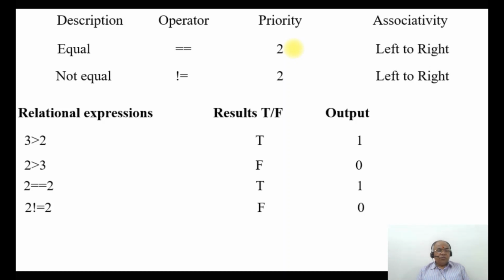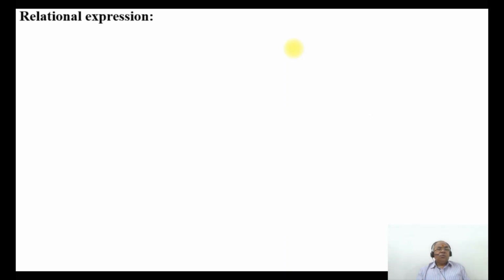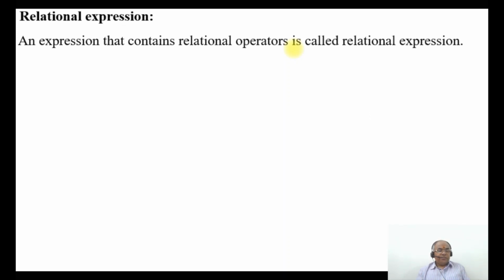Then 2 is not equal to 2, false, so again it becomes 0. Then 2 is greater than or equal to 2, true, so it becomes 1. And is 3 plus 2 less than 6? Yes, it is true, so 1. So that is relational expressions.